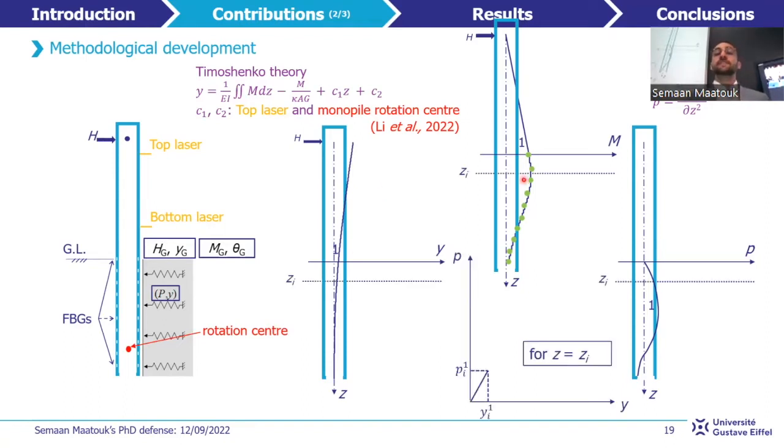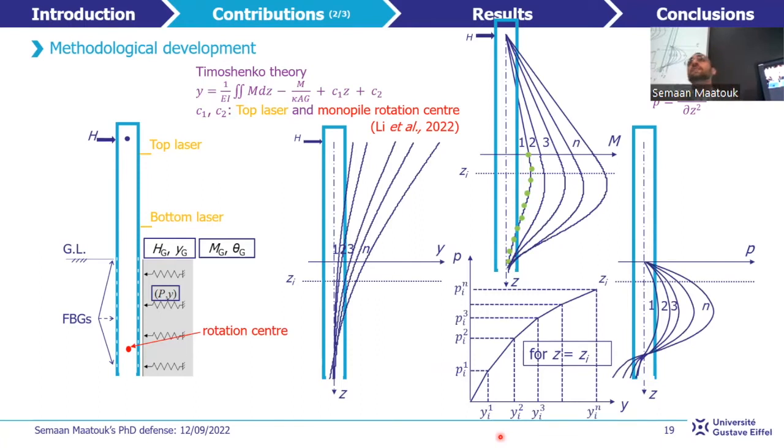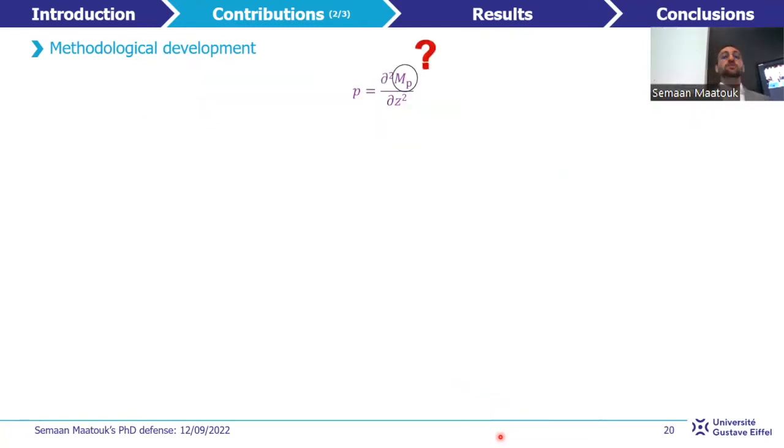Therefore, at a specific depth Zi, I can obtain the value of P and Y corresponding to the first increment of loading. Similarly for the second, third, and nth increment of loading, in order to obtain the local P-Y response of the soil at a depth Zi. In the same manner, I can proceed to infer the global HG, YG, and MG, theta G response. So now, how can I determine MP, which is used to infer P?